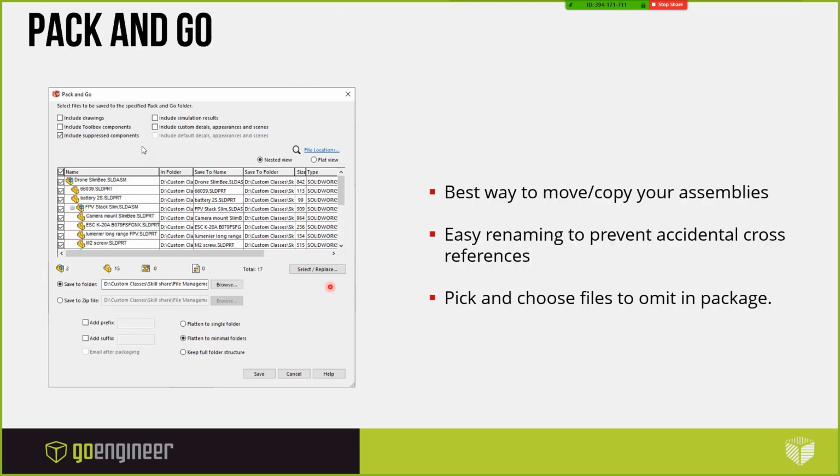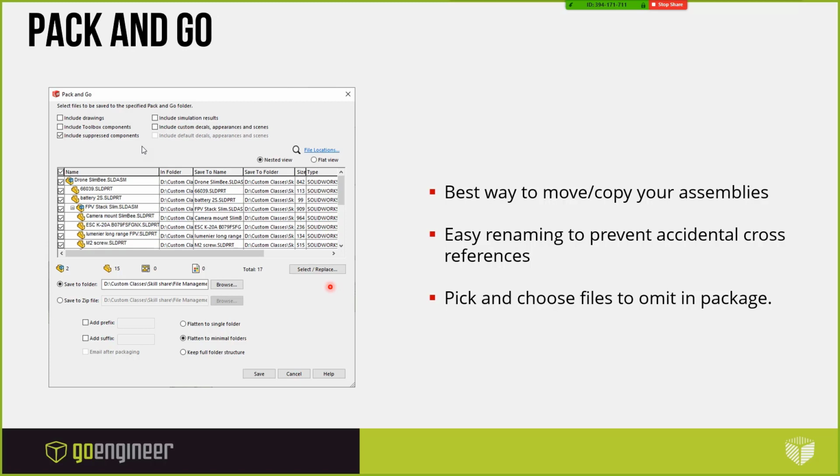Alright, next, how do you create a proper copy of all of your files? You use Pack and Go. When you use Pack and Go, SOLIDWORKS is actually going to make a completely separate copy of every single file and then make sure that every part and subassembly held within is going to be redirected properly to the top level assembly. And same goes for the top level assembly down the stream.